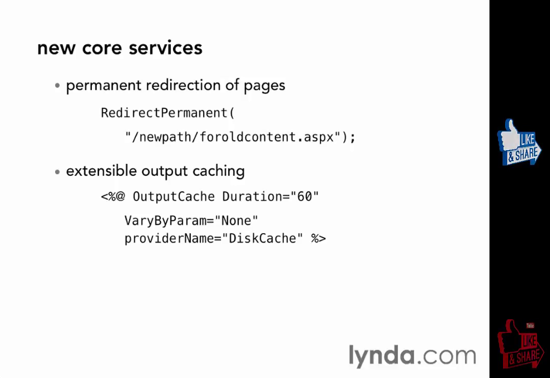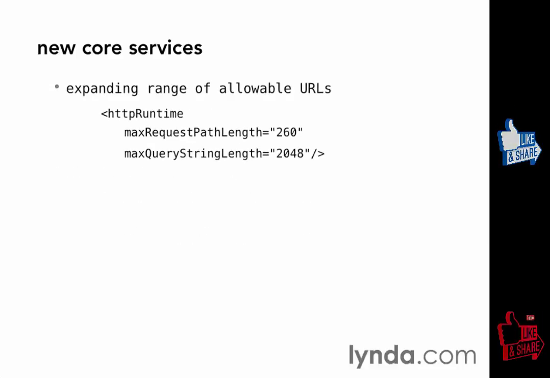And ASP.NET 4 also lets you expand the range of available URLs. Using the HTTP runtime tag, you can indicate the maximum request path length and the maximum query string length, significantly expanding on what ASP.NET 3.5 allowed.